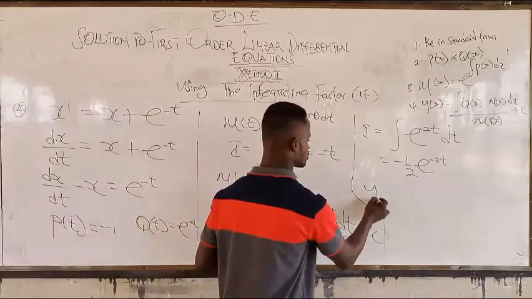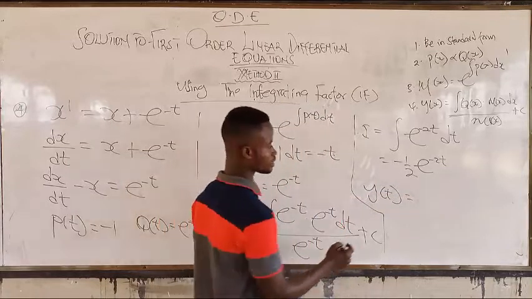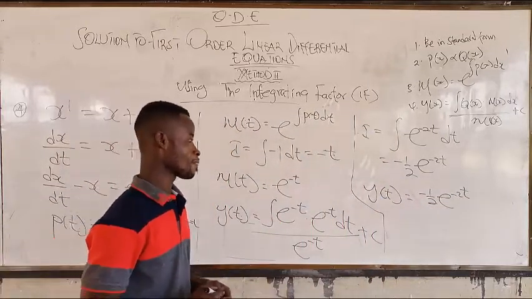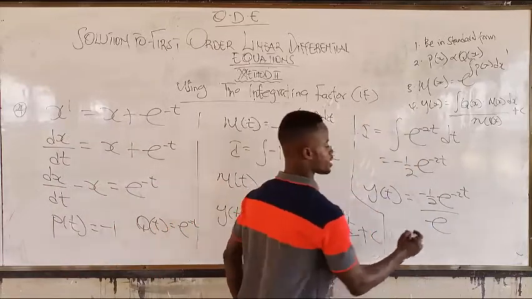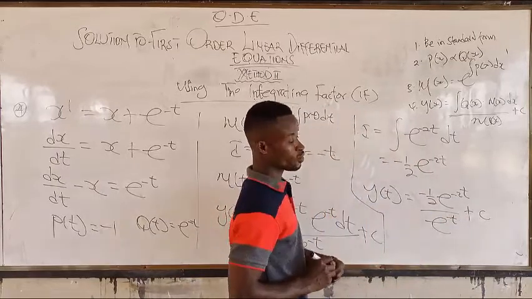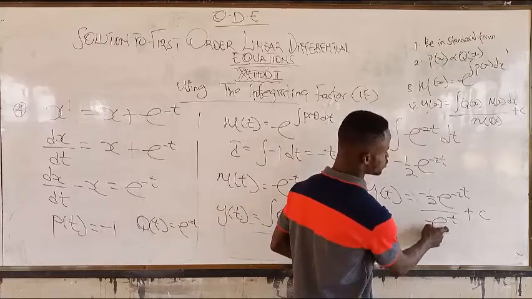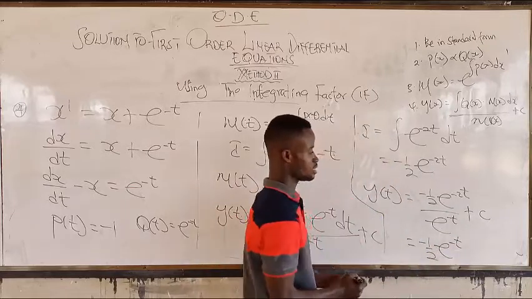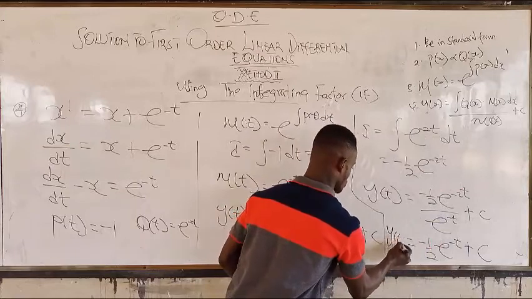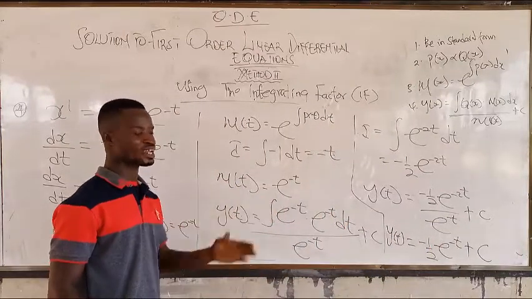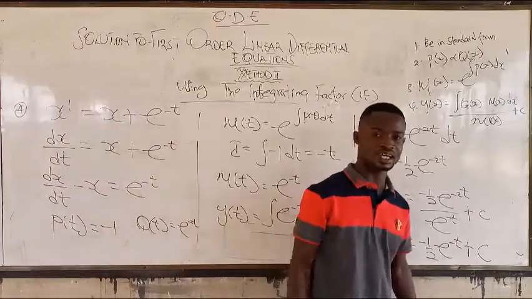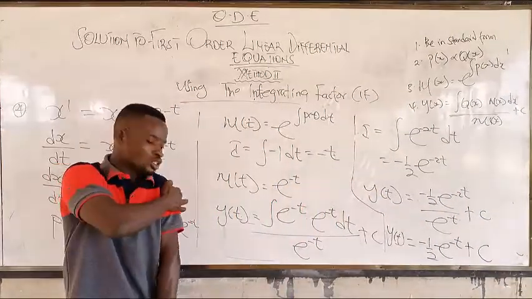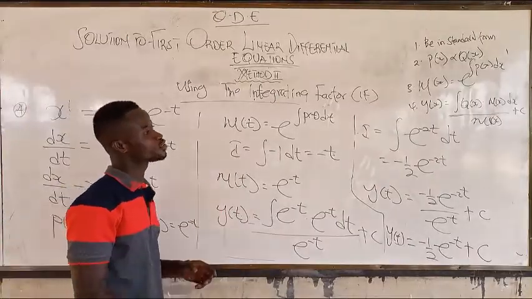So by substitution, we are going to get negative half e raised to negative 2t over e raised to the power negative t, plus c. You know what? This will clear one of this. So we get half e raised to negative t plus c. Alright, so that is the final answer for the first order differential equation with the method of integrating factor.